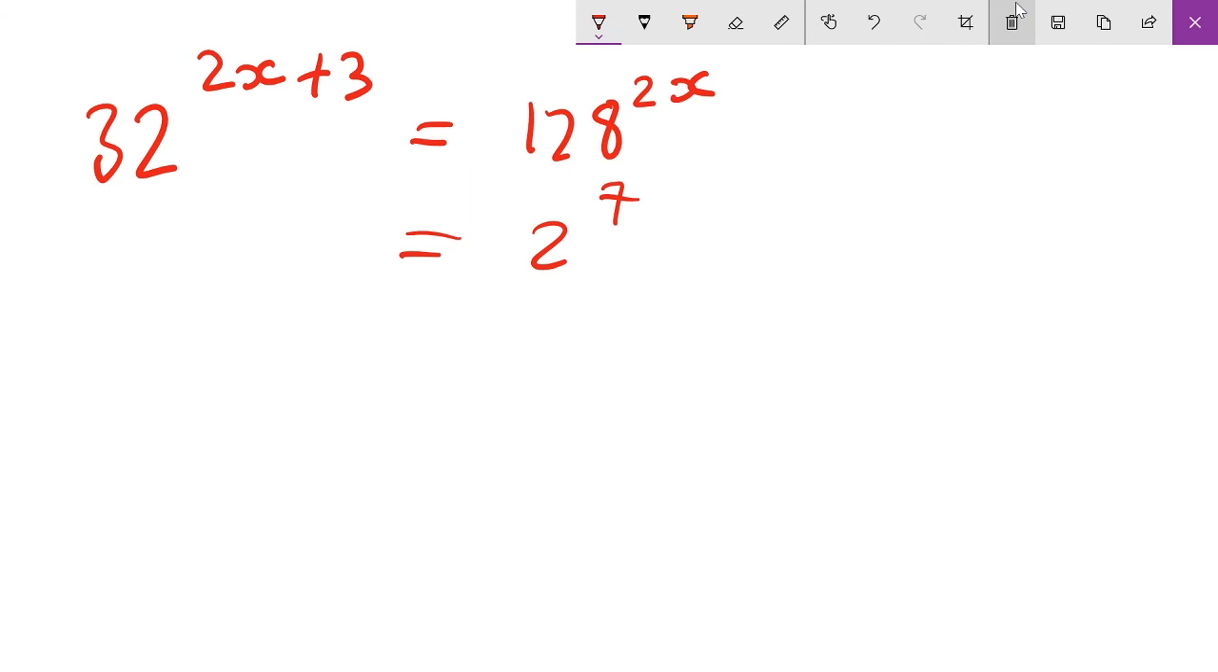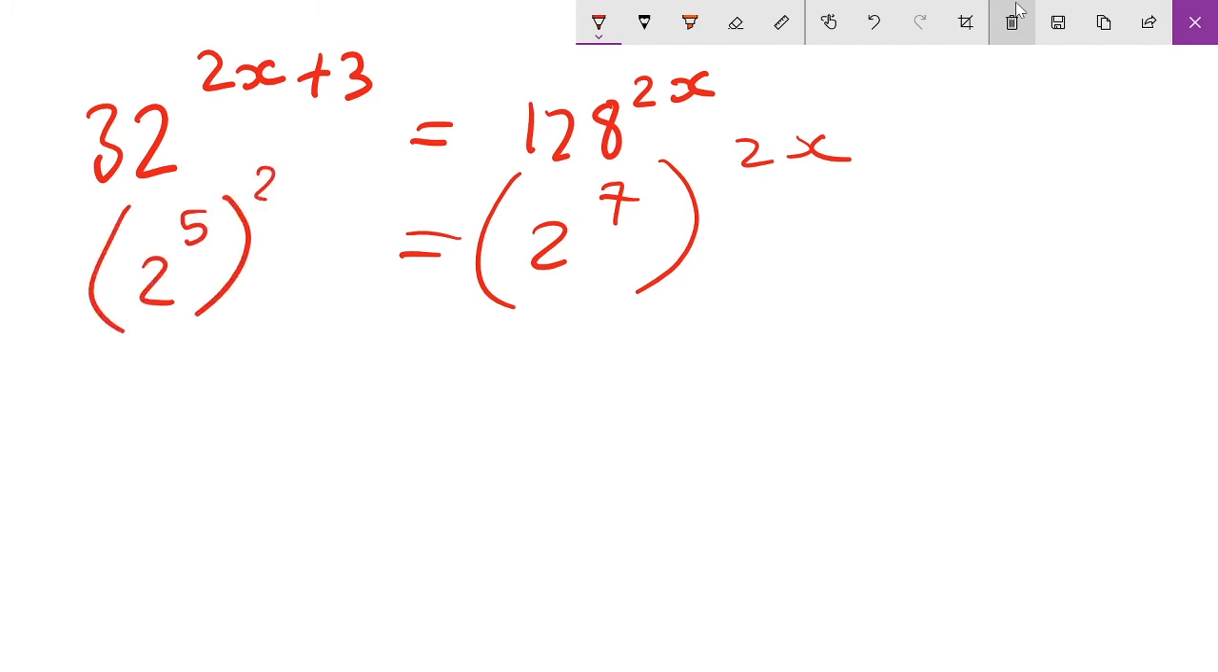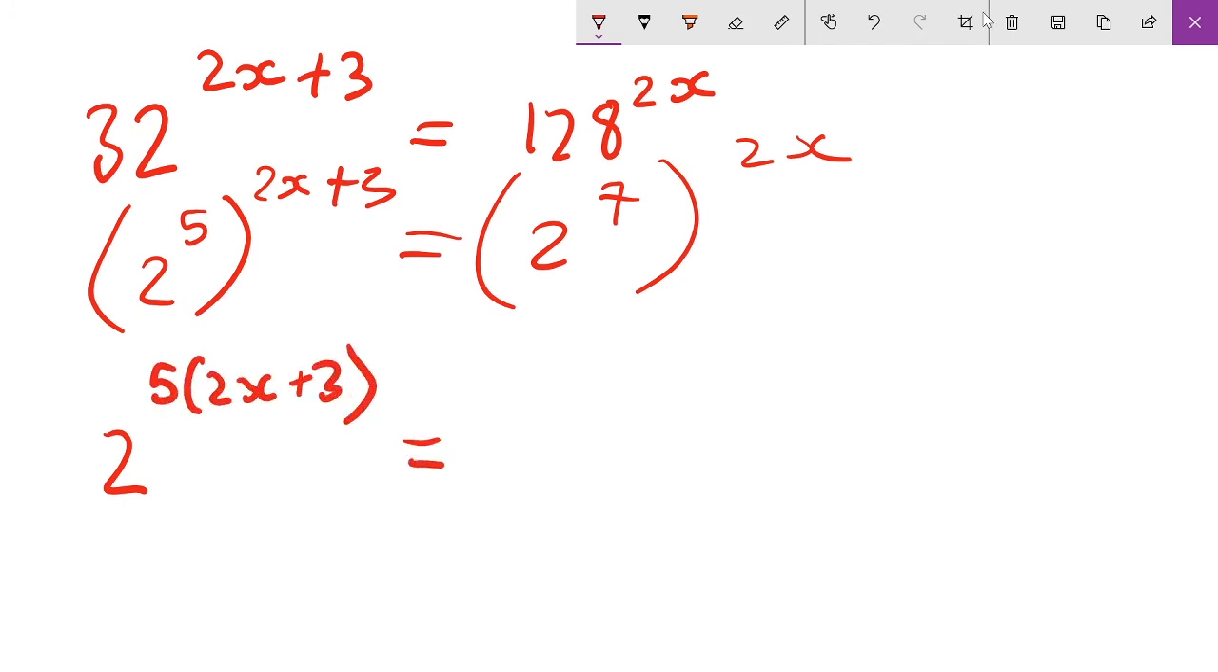So you can also use your calculator if you want. So 2 to the power of 7 to the power of 2x equals 32, and 32 is also divisible by 2. I'm pretty sure 2 to the power of 4 is equal, no, to the power of 6, is it? Let me put it in the calculator. No, 2 to the power of 5. Yep, 2 to the power of 5 is equal to that. So now you can simplify this, and you get 5 times (2x plus 3) equals 7 times 2x.